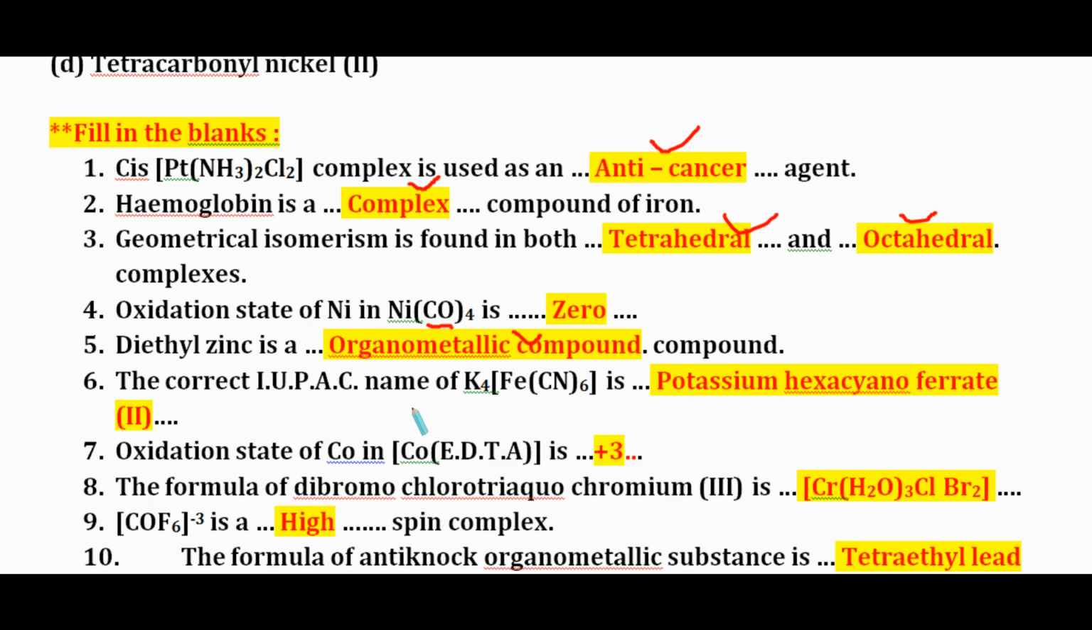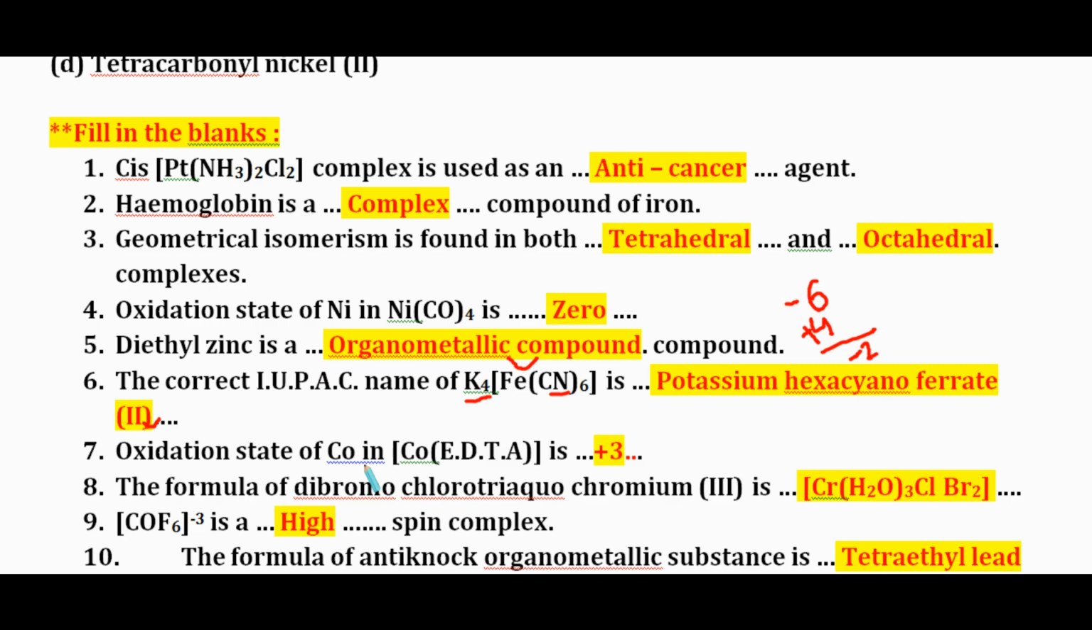The correct IUPAC name of K4[Fe(CN)6] is potassium hexacyanoferrate(II). Hexa, CN is known as cyano, and then ferrate, and the oxidation number is 2. It is calculated as follows: the negative charge is present on CN. For 6 CN, there are 6 negative charges and 4 positive charges given by K. So 4 plus is given by potassium. The remaining charge is -2 and it is neutralized by Fe, so its oxidation state is 2.